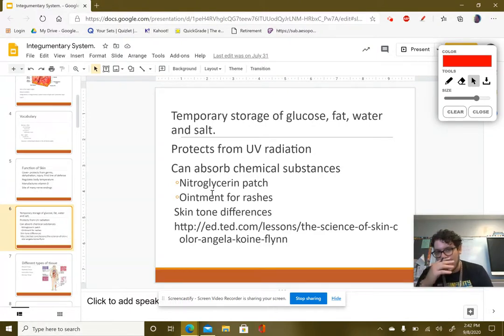Finally, it can absorb chemical substances directly through the skin. Now, the analogy I give is that theoretically, if you were to put a particle of food on your palm and you were to leave it there for months on end, eventually that particle would absorb through the skin into the bloodstream. But the problem is you'd be dead. You can't consume products through your skin fast enough to survive.